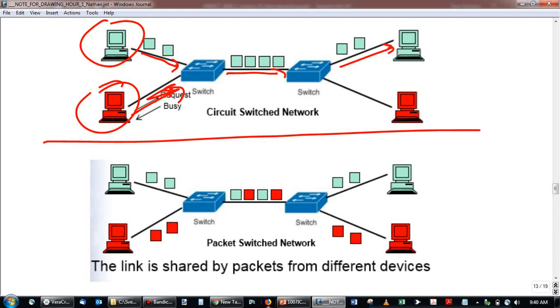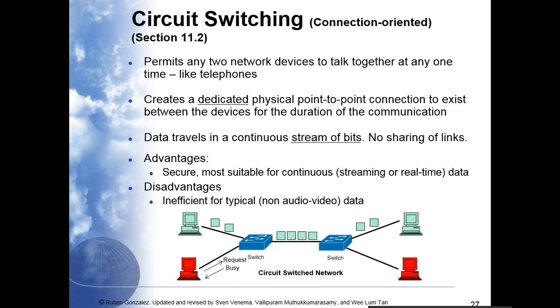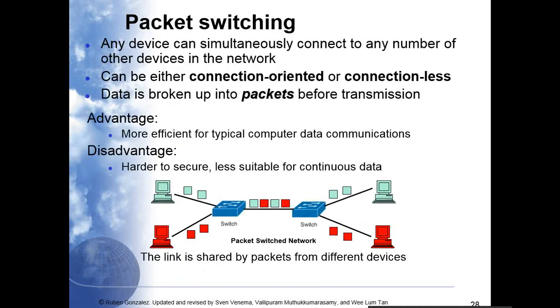If you move on to the packet switching model instead, then a device can simultaneously connect to any number of other devices. It's not just one phone call, and it can either be connection-oriented or connectionless. So we'll talk about the two different models. But the basic idea here is that you chop the data up into these packets, and you can move the packets around any way you want. They don't have to go the same direction every time.